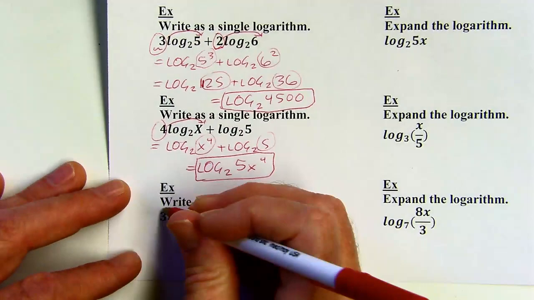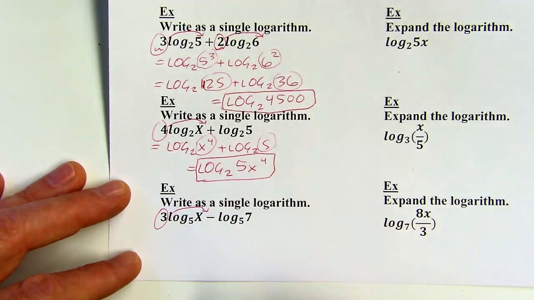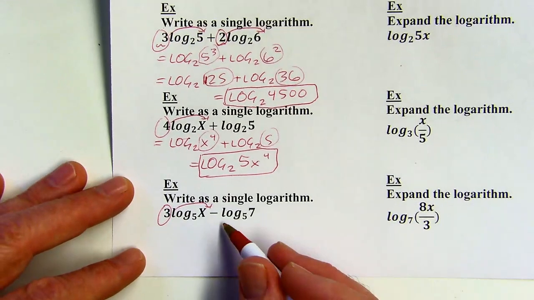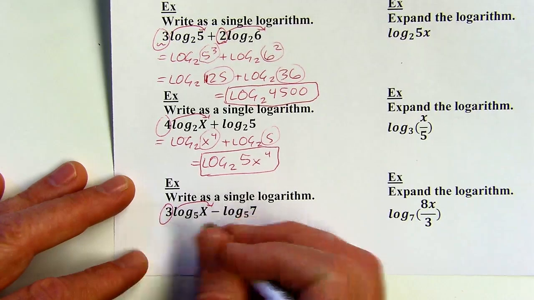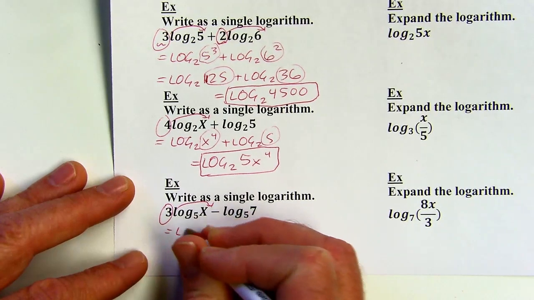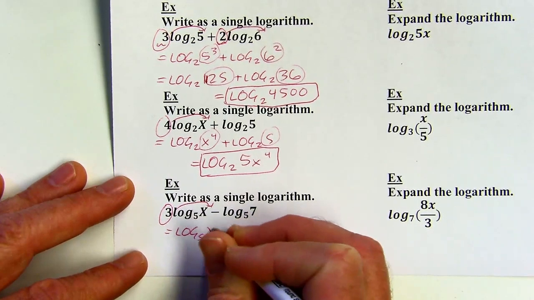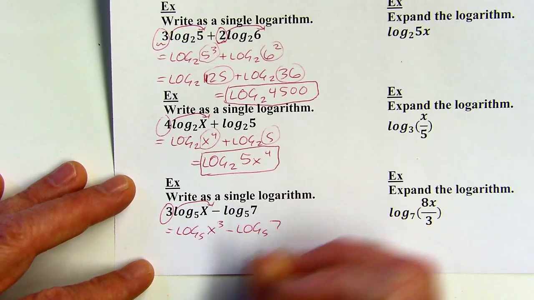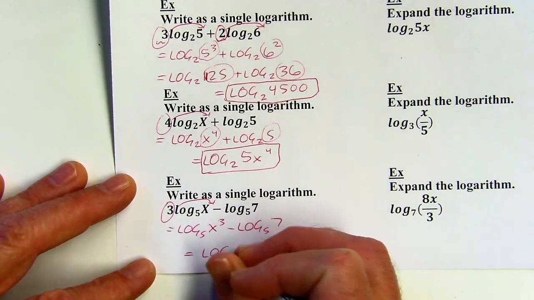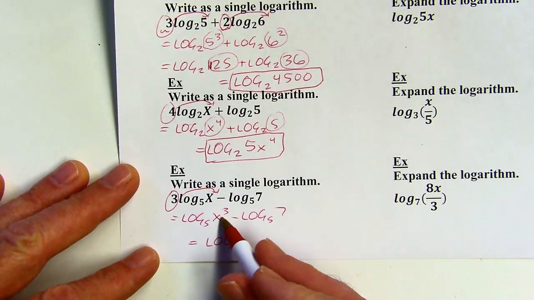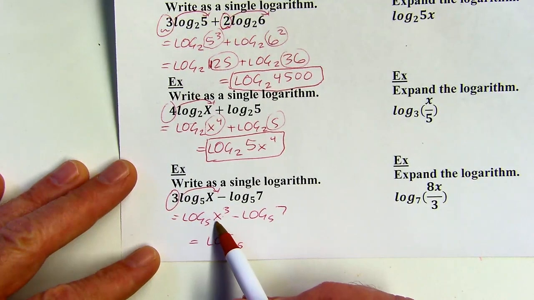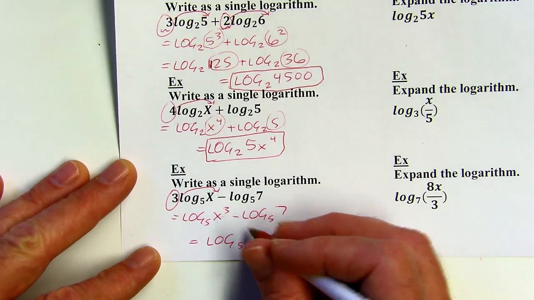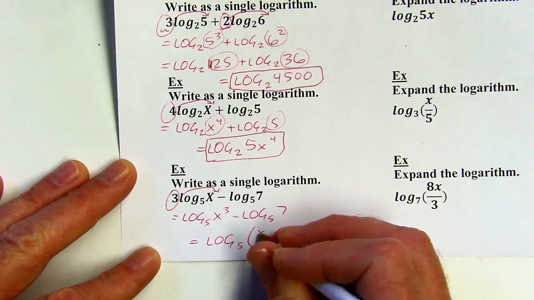Okay, so over here, same kind of thing. This time I'm subtracting, so I'm going to be dividing the contents, but I still have to move that 3 to begin with using the power rule. Then when I combine these, I'm going to divide the contents. The first one goes on top always, so it's going to be x to the 3rd over 7. I'm going to take x to the 3rd divided by 7.